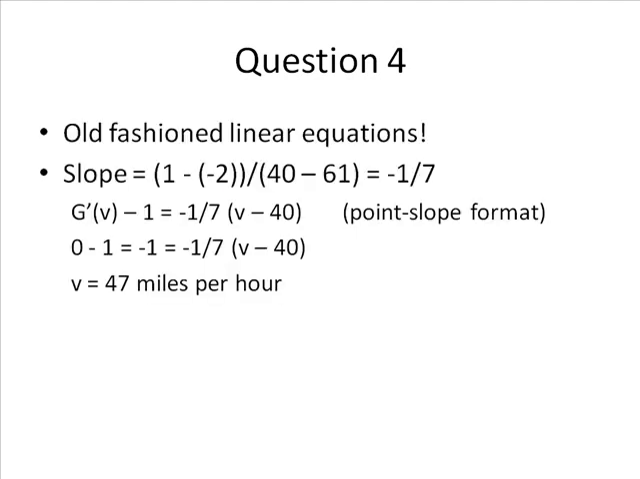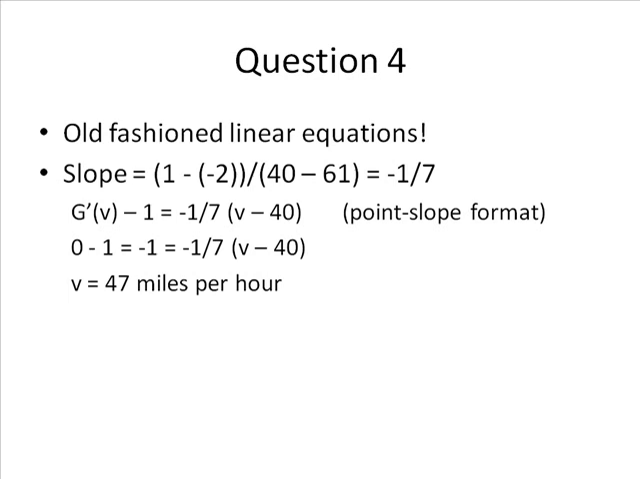We have a linear equation, so figuring out the slope of the line, the slope just becomes negative 1/7. Plugging this into your y equals mx plus b type situation, we can find that linear equation. We just want to know when y is equal to 0, because that indicates when we stop doing better and start getting worse. Plugging that in, we get v is equal to 47 miles per hour.